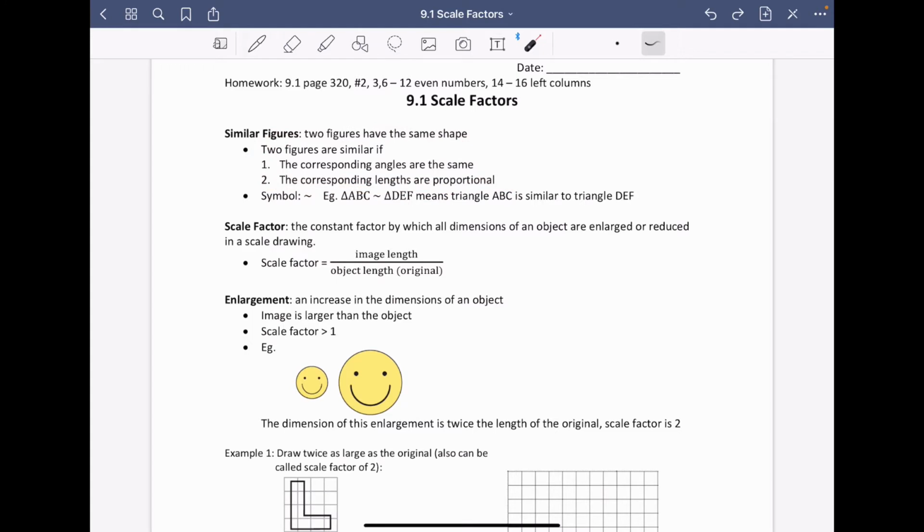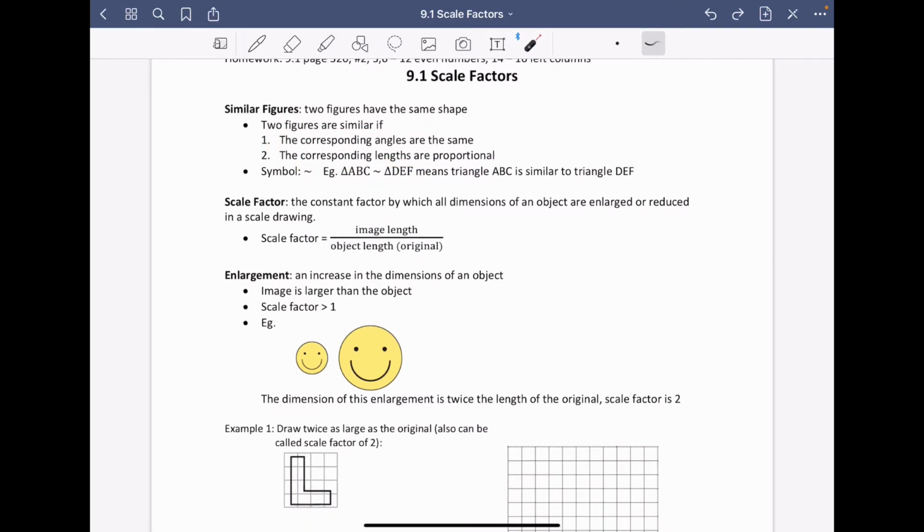Characteristic: two figures are similar if the corresponding angles are the same and the corresponding lengths are proportional. So if the question tells you that these two figures are similar, then you know for sure that these two conditions hold. The symbol for similar figures is this squiggly sign. So for example, if we have this, then that means triangle ABC is similar to triangle DEF.